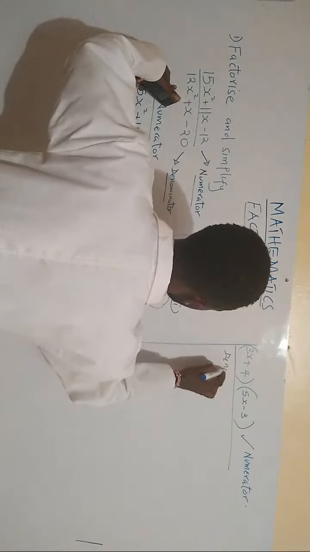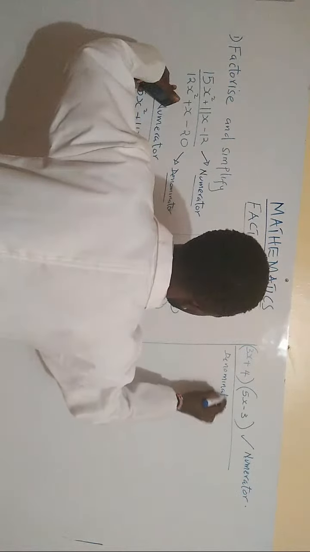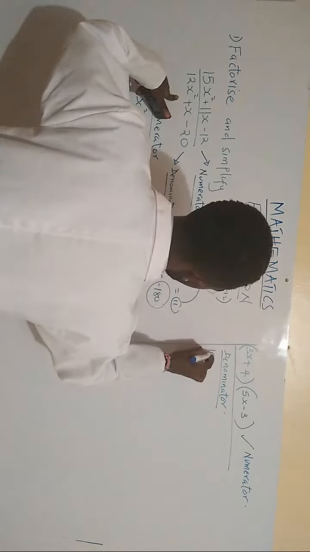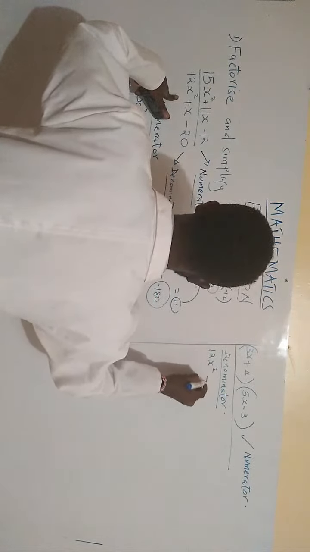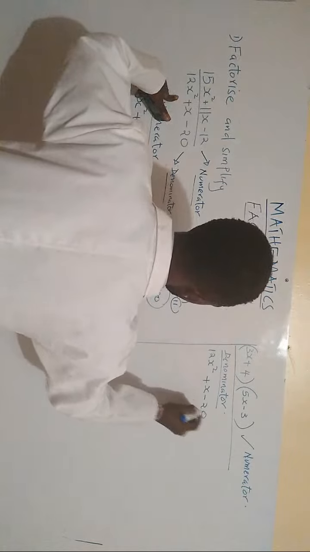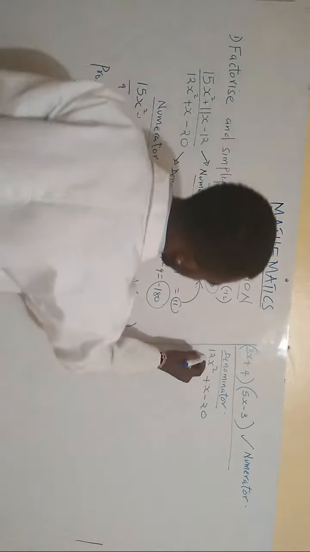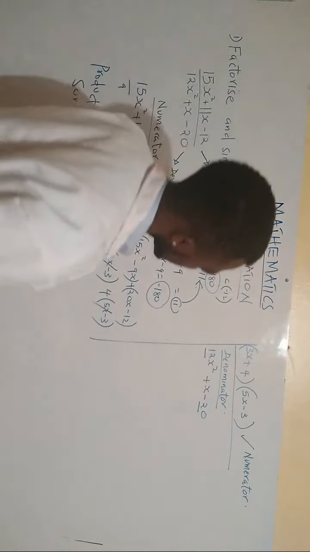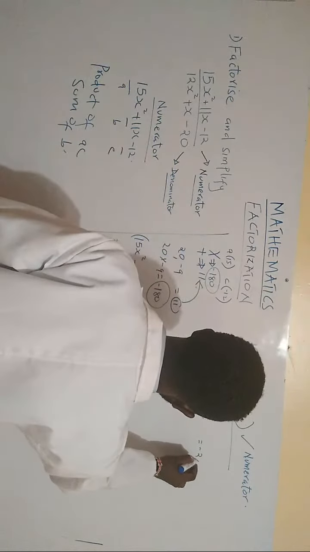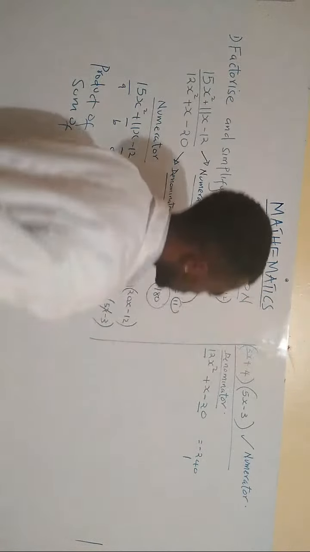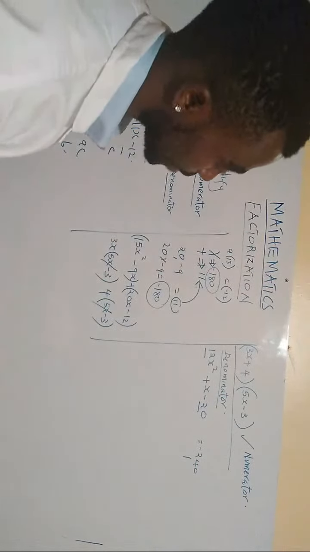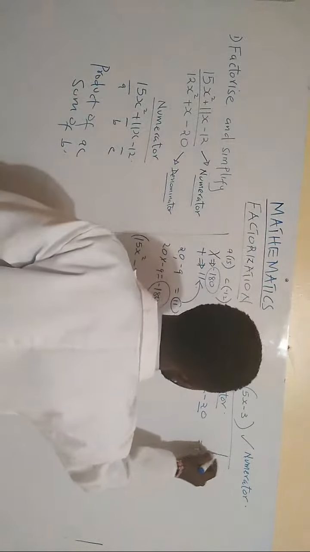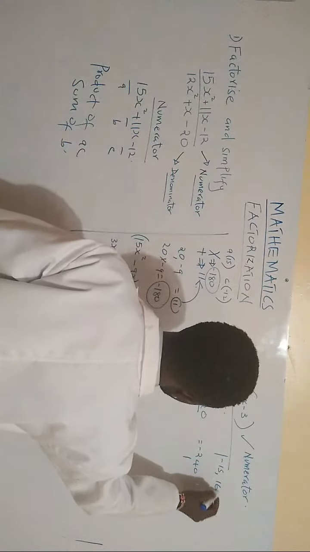Now the denominator. The denominator we have is 12x squared plus x minus 20. We get two numbers which, when multiplied, give 12 multiplied by negative 20, that is negative 240, and when added give 1. The two numbers are negative 15 and 16.